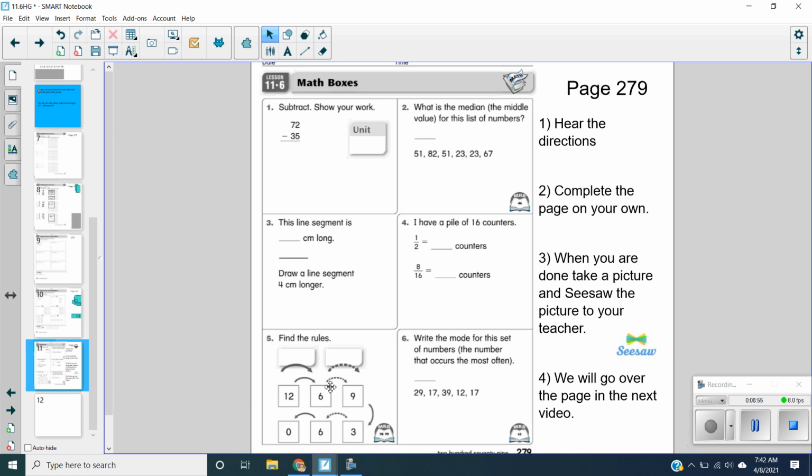For question 5, you're figuring out the rule, so take a look whenever you see one of the solid lines, look and see what are they doing. Are they adding or subtracting, and by how much? And then when you see one of the dashed lines, figure out what are they doing. And our last question, number 6, you're finding the mode, so you're looking to see which number occurs the most often.